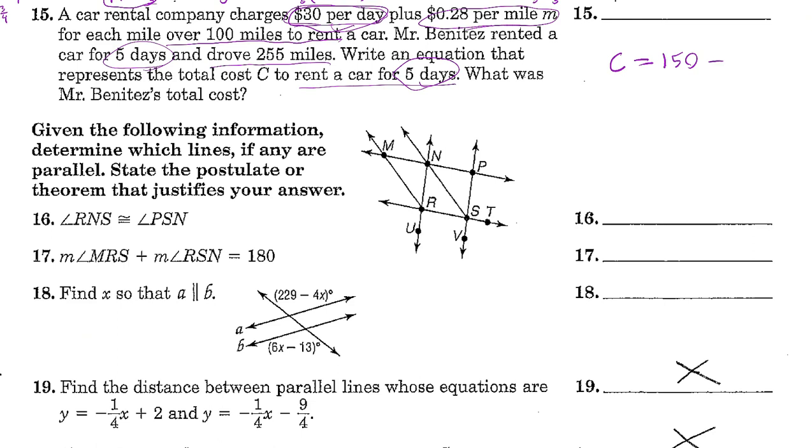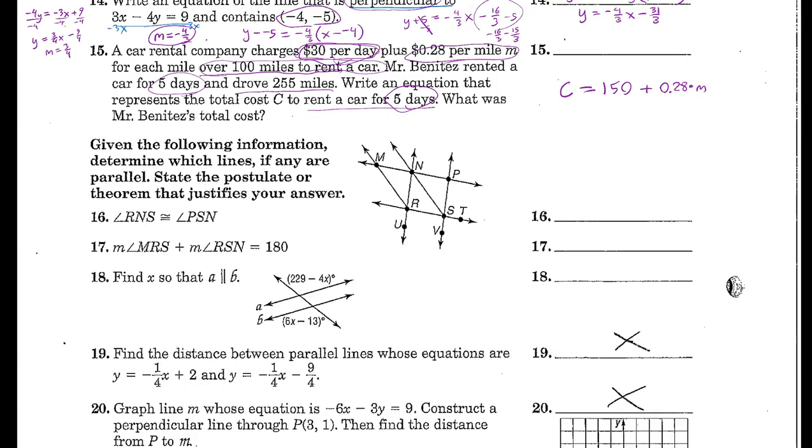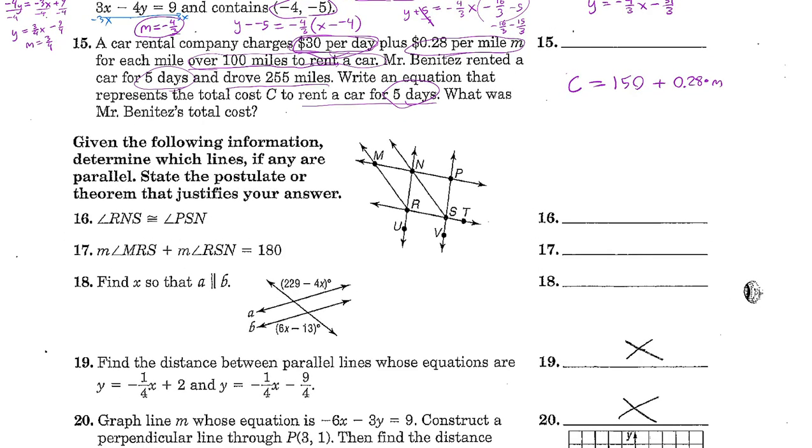Okay, plus we're charged 28 cents per mile times miles, but that's only for each mile over 100. So if we're going to correctly write an equation for this, we actually need two separate things. So really, I don't have room here to do this. I'll shrink this a little bit. Okay, so here's our equation, sort of.